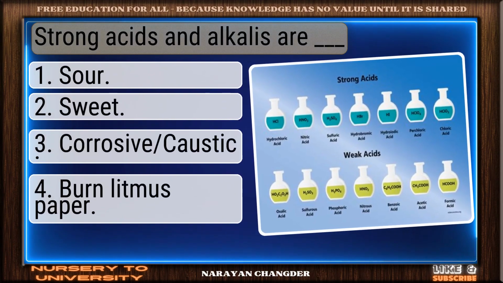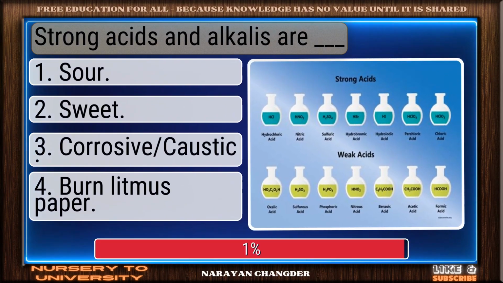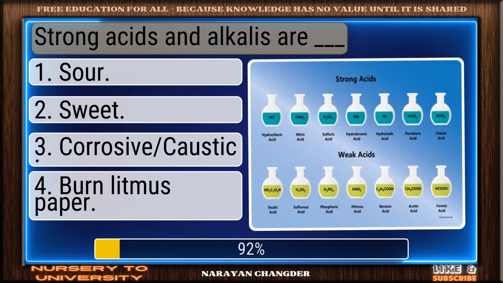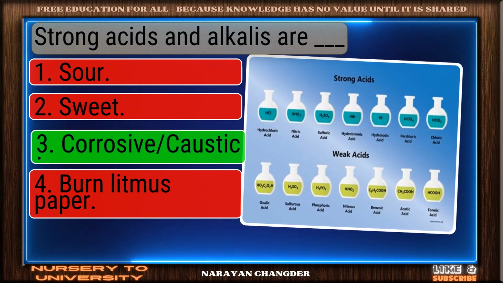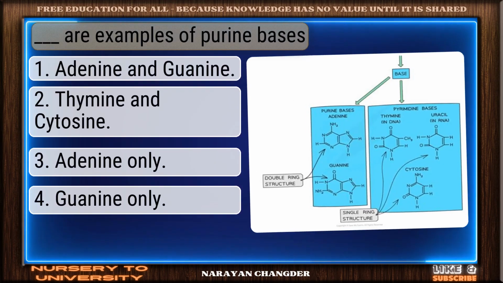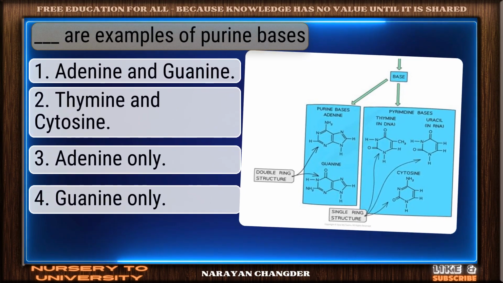Question number 92. Strong acids and alkalis are dash. Perfect. Corrosive caustic is the correct choice. Question number 93. Dash are examples of purine bases.